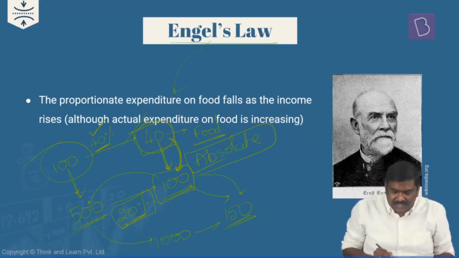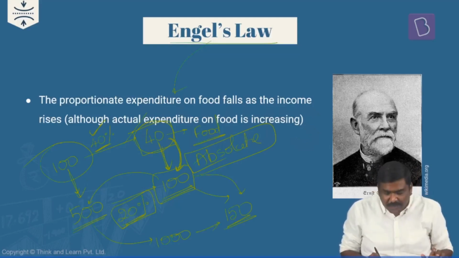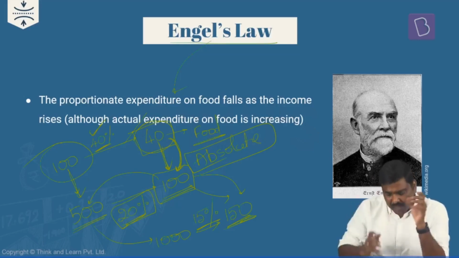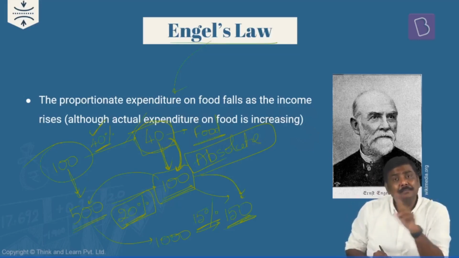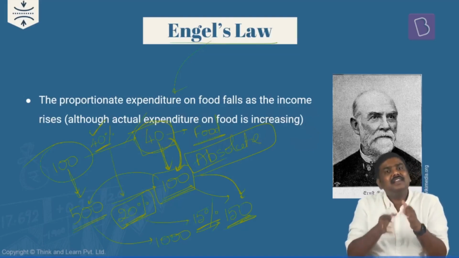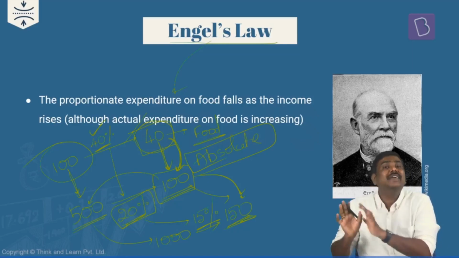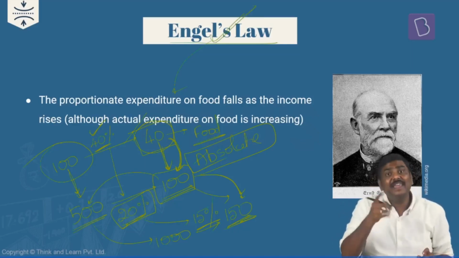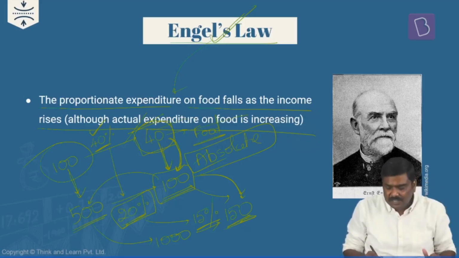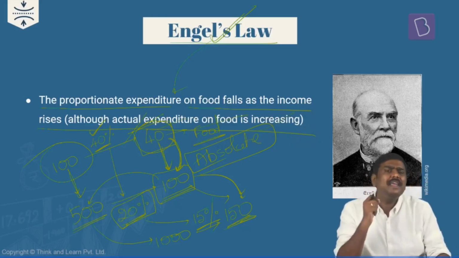Yes. But look at the percentage. Out of 1000, now he is spending 150 rupees on food, which translates to how much? 15% of his income. So with a rise in the income, his expenditure has increased, but it is not increasing proportionately. Rather, in terms of percentages, it is always going to keep on declining. This is the application of Engel's law. Okay, the proportionate expenditure on food falls as the income rises, though the actual or absolute expenditure keeps on increasing. Now, what is the application of this?